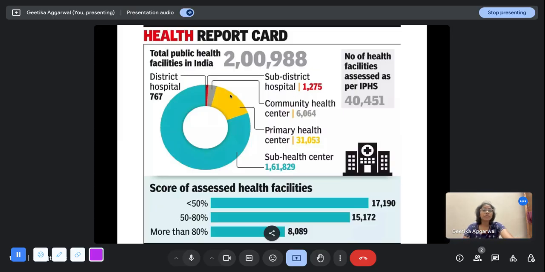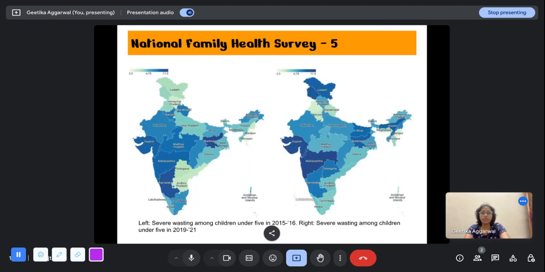So even though the total number of public health facilities in India is around 2 lakh, which is quite a lot, the number of health facilities that were assessed is only 40,000. And even out of those assessed, most of them fall under less than 50% being equipped. So the quality of these facilities needs to be improved much more for Indians to get access to better public health care, right? Okay, so looking at certain outcomes from the National Family Health Survey.